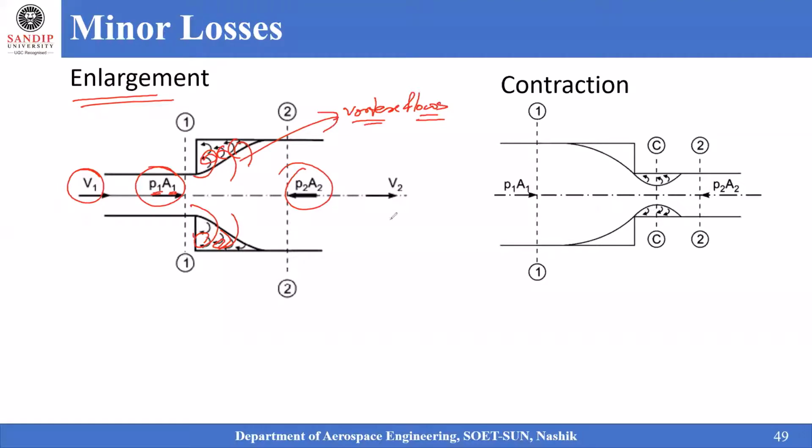Now, how can we address this sudden enlargement in the pipes? If I want to talk about the head loss due to the sudden enlargement, it can be given as (V1 minus V2) whole square divided by 2g. This is because of the sudden enlargement in the pipes, and this is about the enlargement in the pipe.